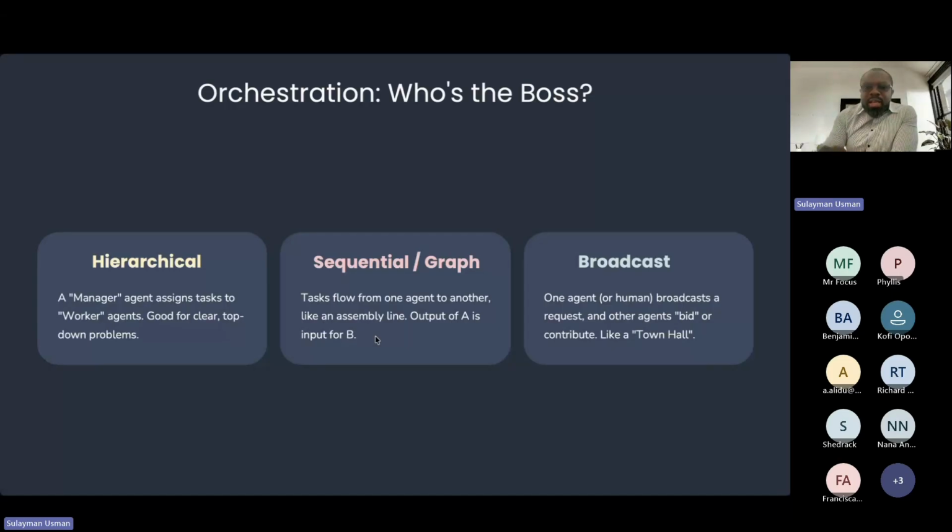Then we have the sequential. Tasks flow from one agent to another, like an assembly line. The output of A is the input for B. And then we have the broadcast. This is when one agent or a human broadcasts a request and other agents bid or contribute, like a town hall. So these are different: one is top down, two is a graph, sequential, and three is broadcast, where agents will bid to solve that particular problem.